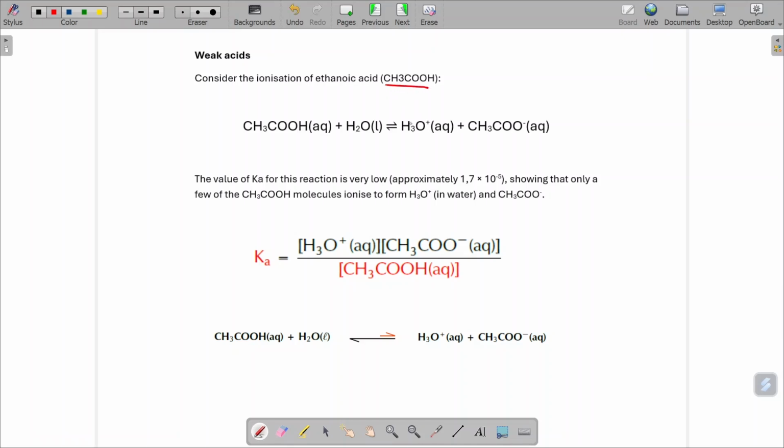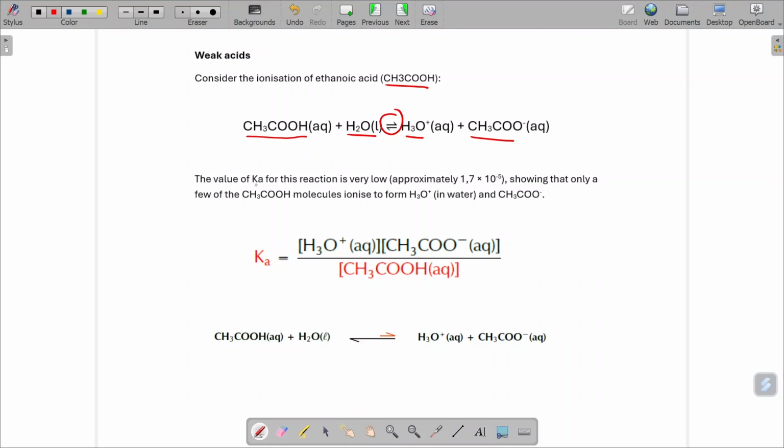For a weak acid, let's consider the following situation. Ethanoic acid is a weak acid. And when we look at the ionization of ethanoic acid in water, we can see that hydronium ions are formed and ethanoate ions are formed. Now notice that the reaction is reversible. The arrows point both ways.